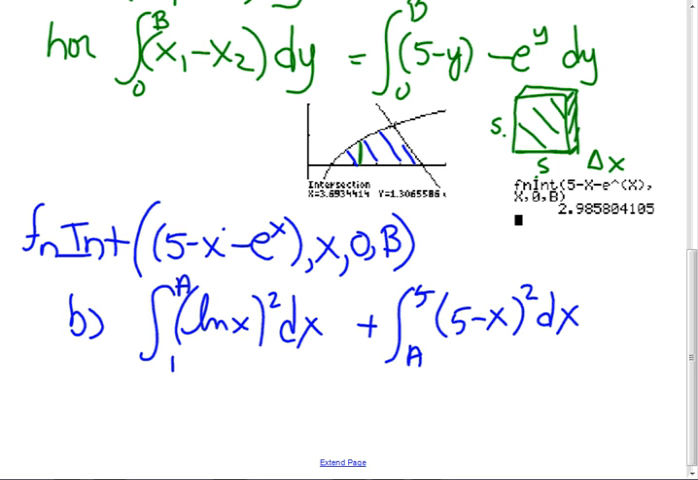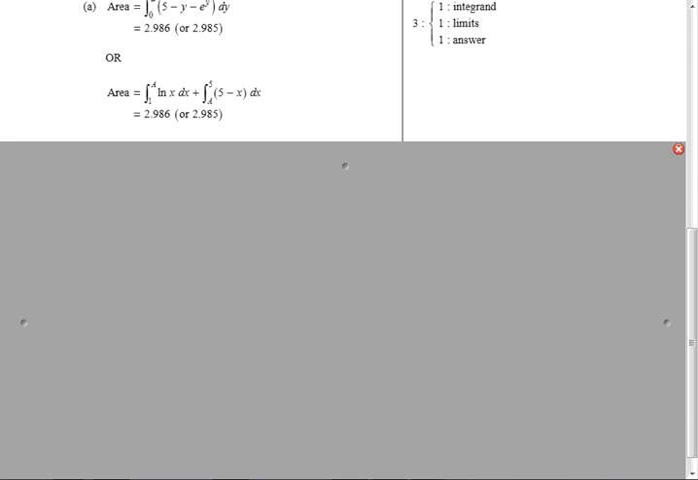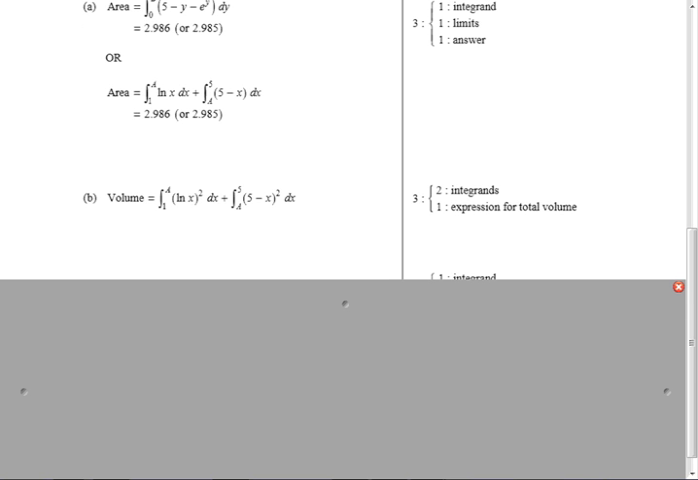Length, width, height. So they tell you the area of the cross section is some function. You have the length and width, now you just need the height. I think it's 3. Let's go back and see. We don't have to integrate. Okay, 2 points for the integrands, probably 1 for each, and then 1 for combining them and probably having the right limits on there. That's 6. That's not so bad.